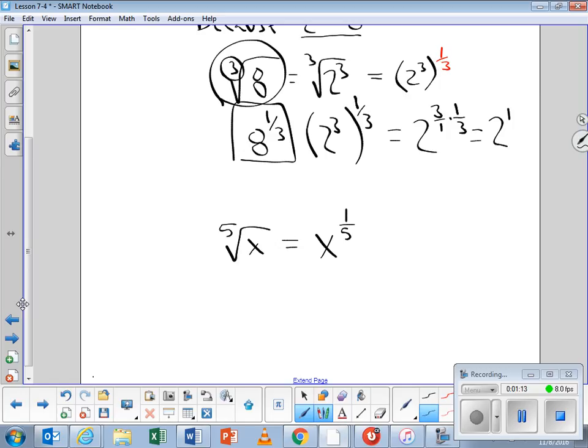And then back up to here, when raising a power to a power, we said we multiply exponents. We remember that from before. And then 3 over 1 times 1 over 3 is equal to 1. So we get the third root of 8 is equal to 2.